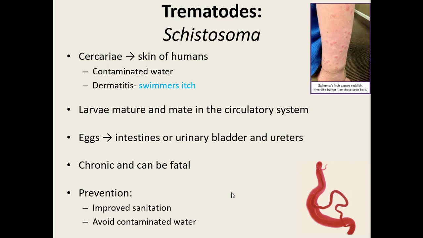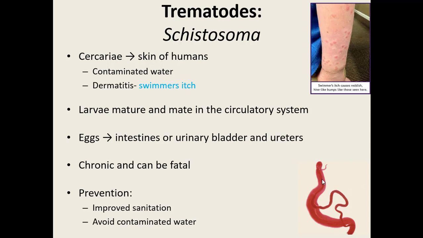Now, if you get enough of these, the eggs could end up in different parts of the body, in various organs. They can die, they can calcify, they can cause severe tissue damage. If you get enough of these adult worms in your blood vessels, it can cause blockage of blood flow, and it can be a very fatal disease. Again, around 200,000 people a year die of this particular fluke.